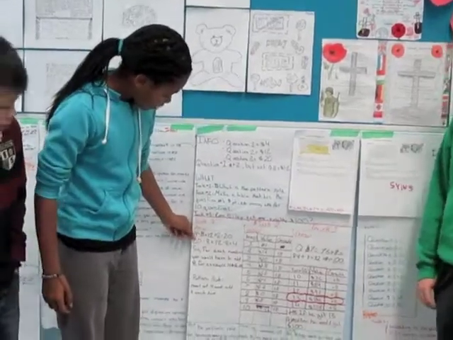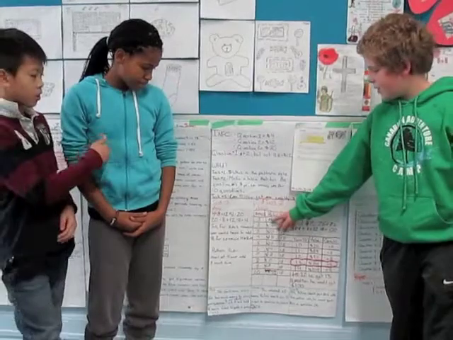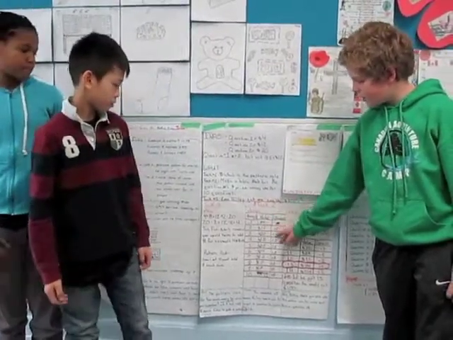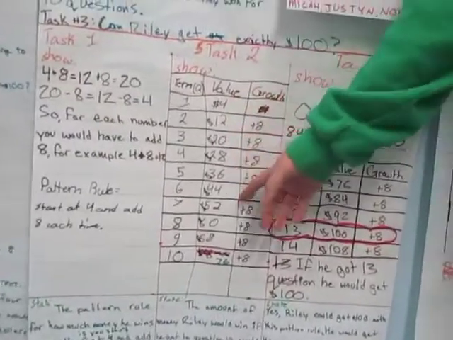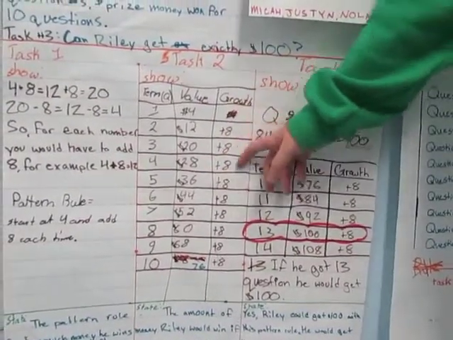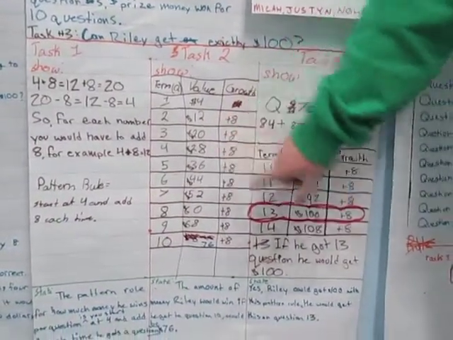For show, we did what our pattern rule was, because if we didn't show this, then I think some people wouldn't know how we got these numbers. So we showed how we got all of them by showing the +8 each time.